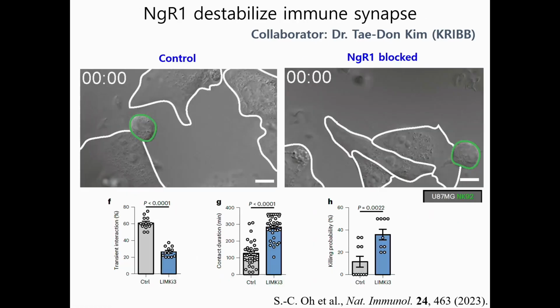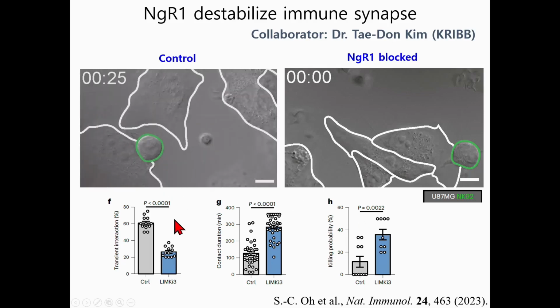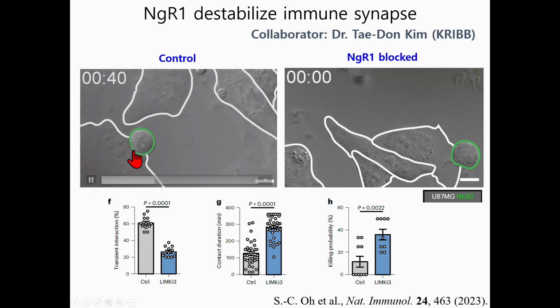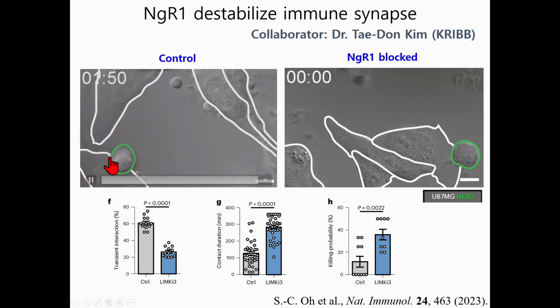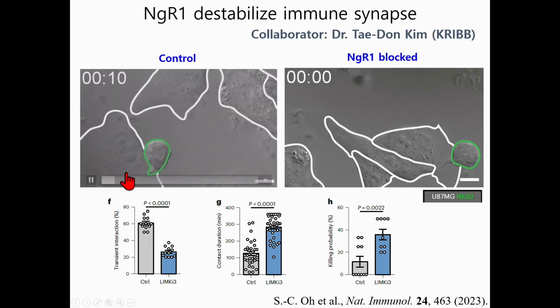Then we looked at how they interact, how they regulate the cell-cell interaction. NK cells and glioblastoma cells are in the white boundary, and they highly express NOGO A, which is the ligand for NOGO receptor 1. And you see that they only transiently interact and then detach and move to another cell, and so on and so forth.